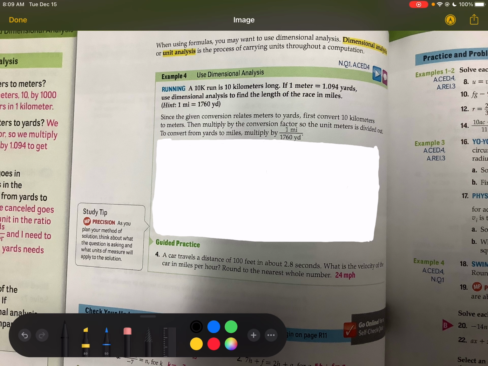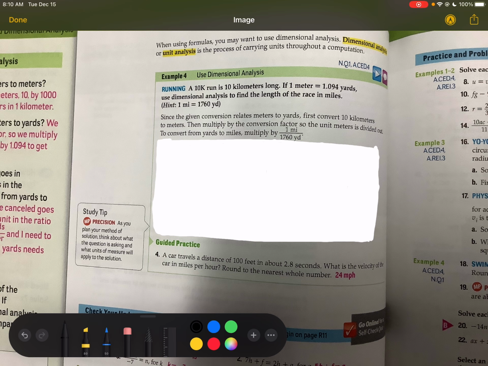So since the given conversion is meters to yards, we need to convert that 10 kilometers into meters. So I'm just reading that little paragraph underneath there. And then multiply by the conversion factor so that the unit is divided out to convert from yards to miles. So multiply by 1 mile over 1,760 yards, which is what it tells us there in the original problem.